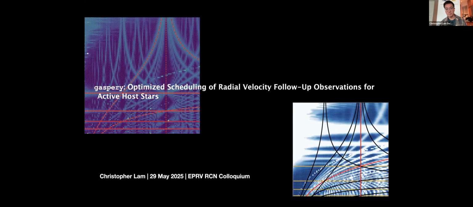I've thrown in some pretty pictures from the paper that we wrote for Gaspery. They're just there because they're pretty. I will explain them later.